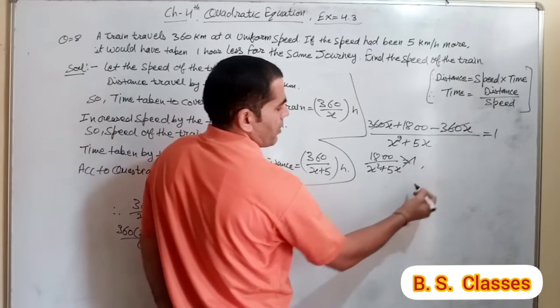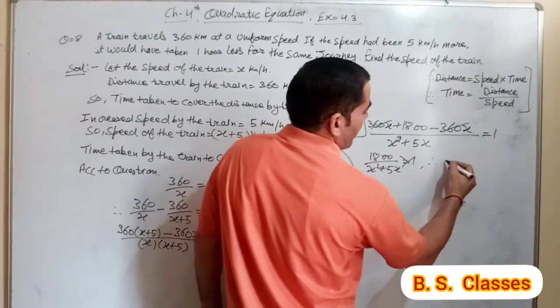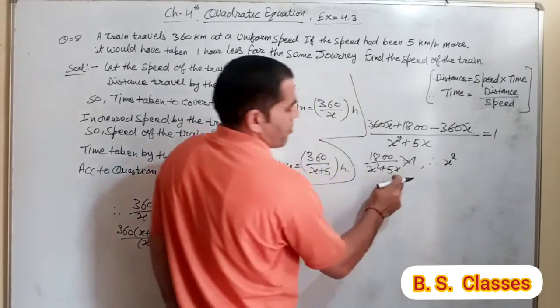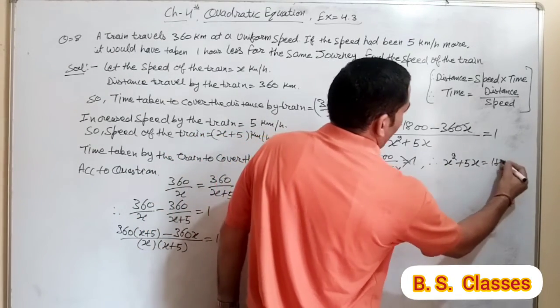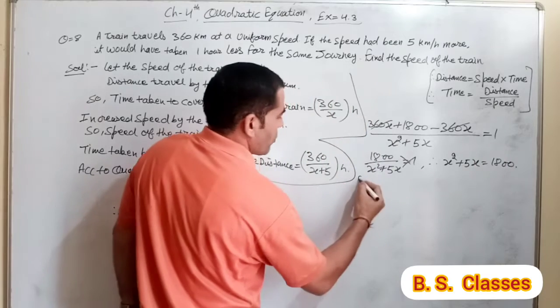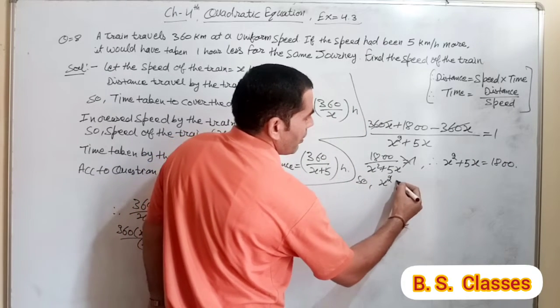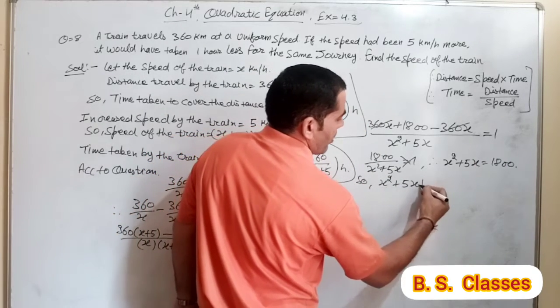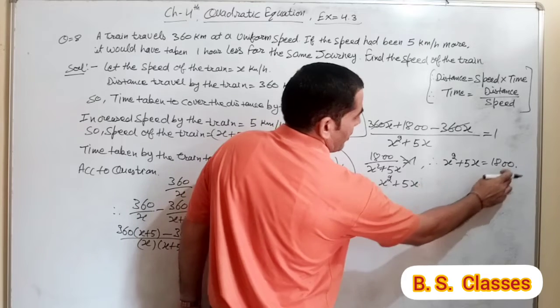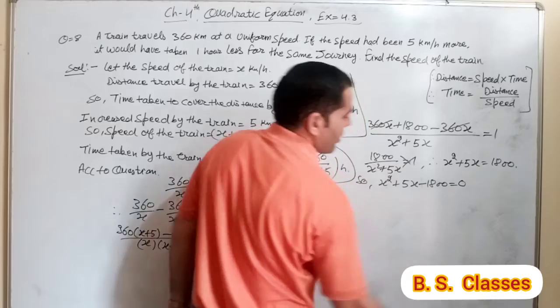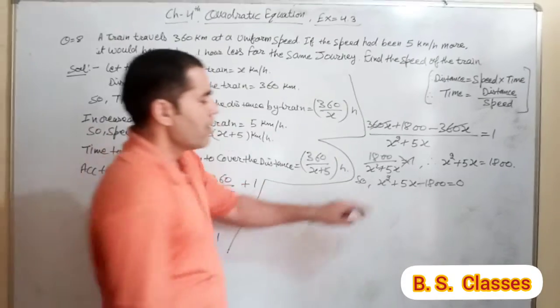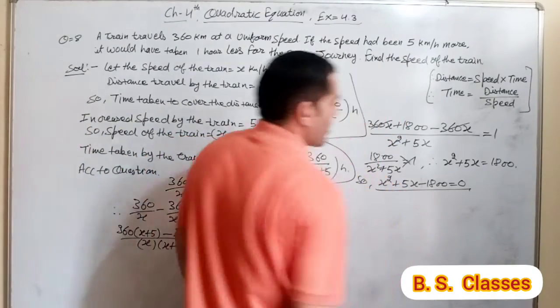Cross multiplying, the required quadratic equation is x square plus 5x is equal to 1800. Transposing 1800 to the left hand side, x square plus 5x minus 1800 is equal to 0. So this is the required quadratic equation.